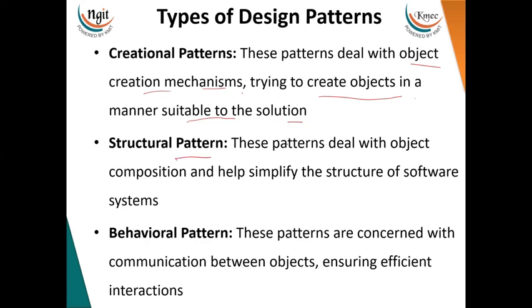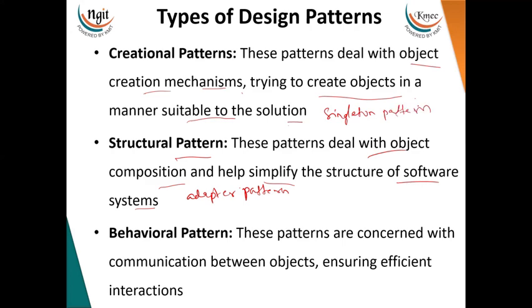Next one is structural pattern. These patterns deal with object composition and help simplify the structure of software systems. An example is the adapter pattern, which allows incompatible interfaces to work together by providing a wrapper that translates calls from one interface to the other. Okay, that is what a structural pattern is. The adapter pattern. Here is the singleton pattern. The examples I'm writing are.